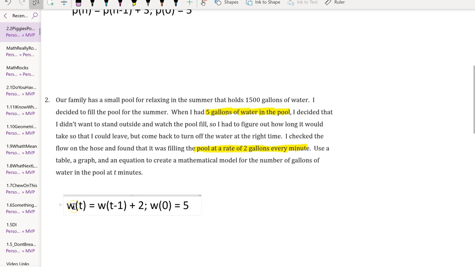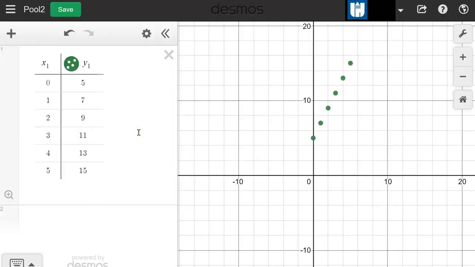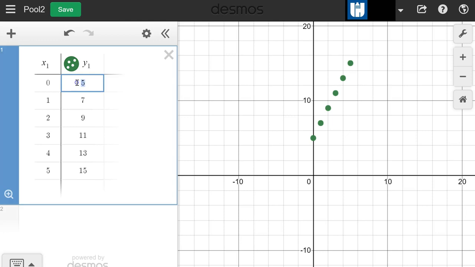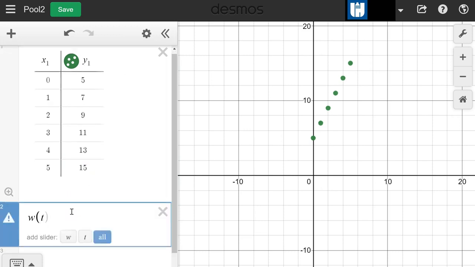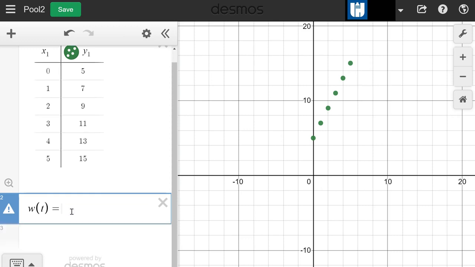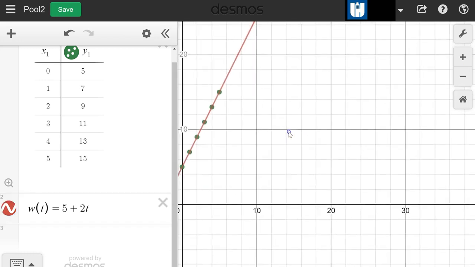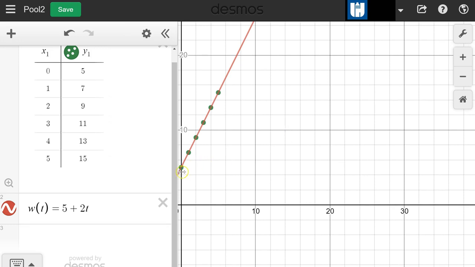So in this case, W is representing the number of gallons in the pool, and T is representing the number of minutes. So using that recursive rule, we can generate this table. Starting at 5, adding 2, we get this table. So at 5 minutes, there'll be 15 gallons in the pool. And now we can write an explicit rule, W of t, t representing the minutes, equals 5 plus 2t. So in this case, again, only the positive quadrant makes sense for our domain because we can't have negative minutes of filling the pool in this scenario.